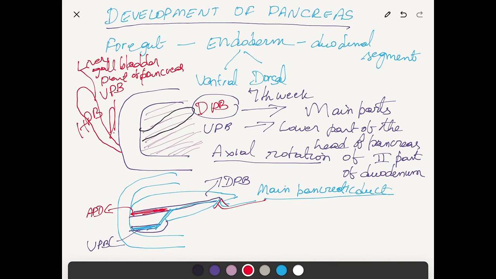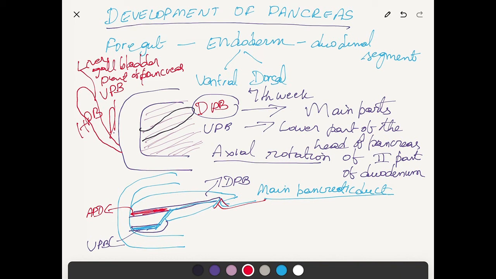The islets of Langerhans are derived from the acinar cells detached from the walls of the alveoli during the third month. So the islets of Langerhans develop a little later than the alveolar part of the pancreas. So we have completed the development of the pancreas.